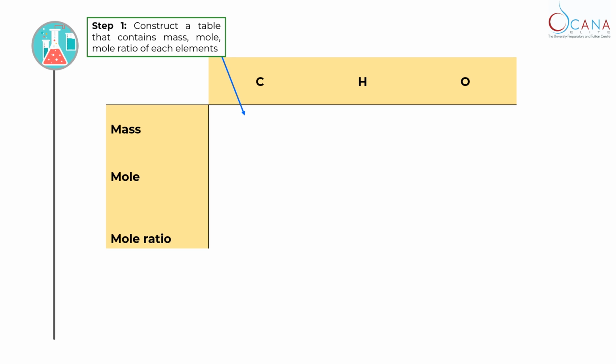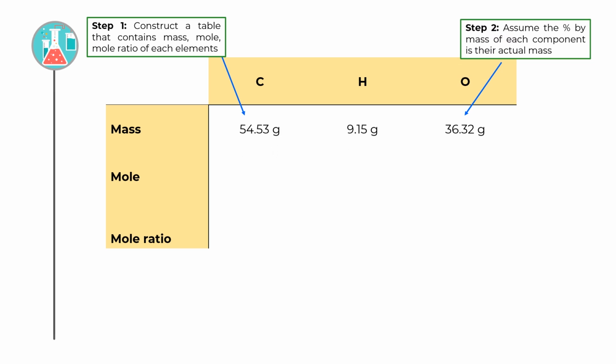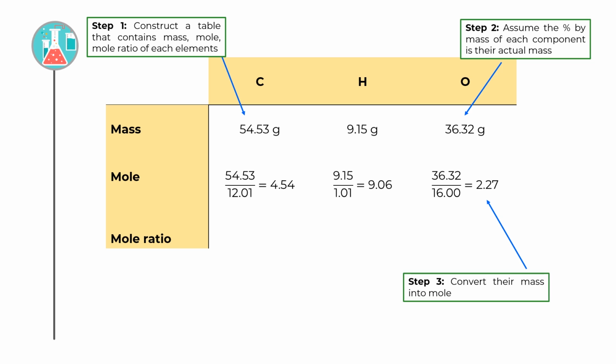In step 2, although the percentage by mass instead of the actual mass of each element is given, we can assume that the total mass of the compound is 100 grams, so that we can assume that the percentage by mass of each element is its actual mass. And after that, in step 3, find the mole of each element by dividing the mass by the molar mass.